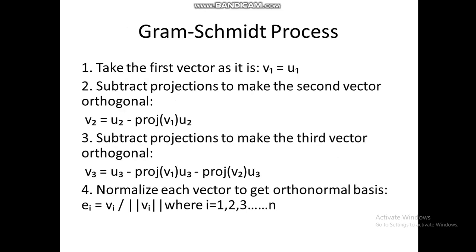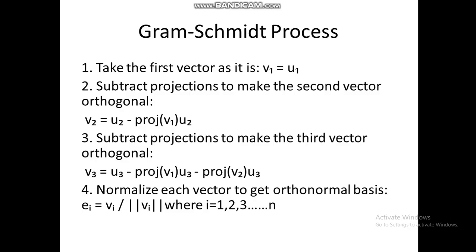Next, what is the process? In the Gram-Schmidt process, we need to take the first vector v1 as u1. u1 is usually user defined, u1, u2, u3. So normally we are going to consider v1 as u1. What's the next step? Subtract the projection to make the second vector orthogonal. So how are we going to find v2? We have a formula: v2 is equal to u2 minus the projection of v1 on u2.